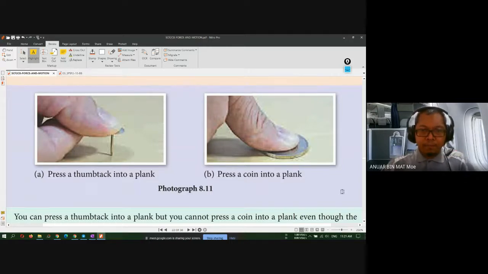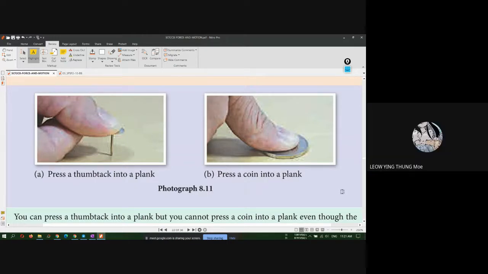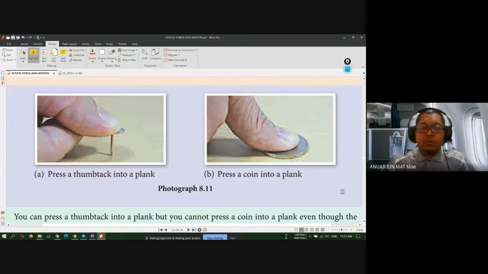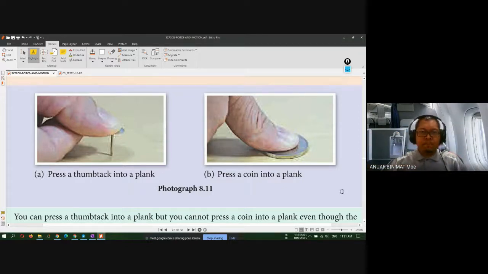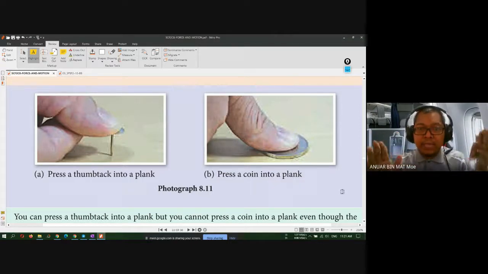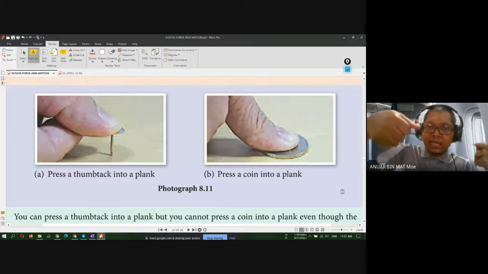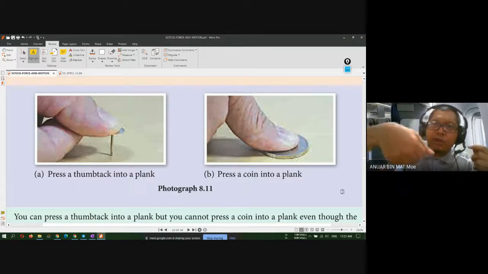Can you see the picture over here, A and B? Okay. You just imagine the force needed for our thumb to apply is the same amount. Same amount, yeah? You just remember this. The same amount of force is needed in order to push the object by our thumb. The force here is the same.